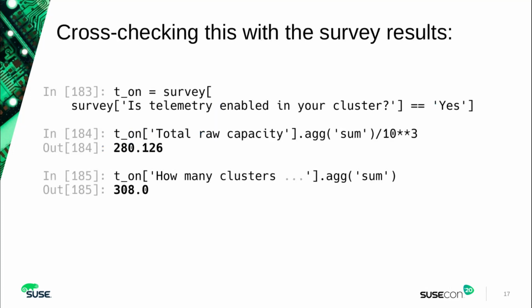Let's cross-check those numbers with the results from the annual survey. I imported the response set to the community survey into my pandas environment as well. And I'm just looking at the respondents that said yes to "is telemetry enabled in your cluster?" So the total capacity of all those clusters comes out to 280 petabytes. And at the same time, this would represent 308 clusters.